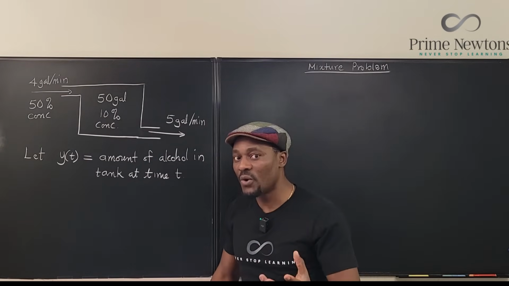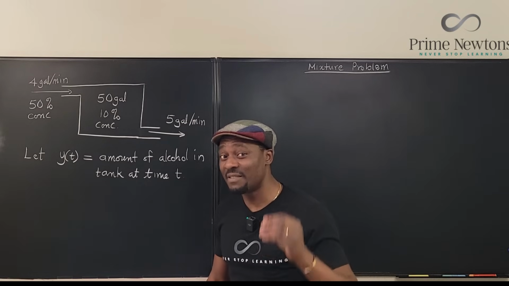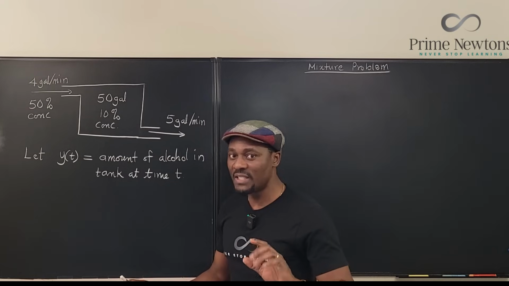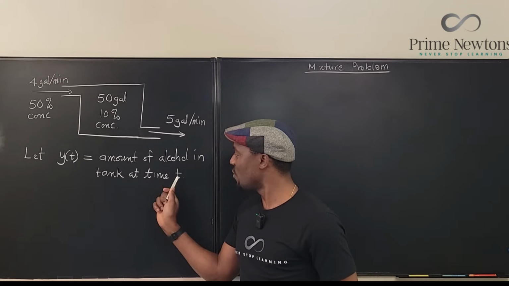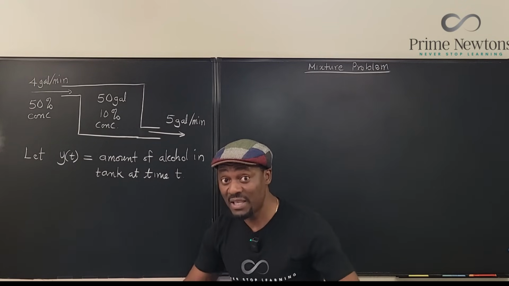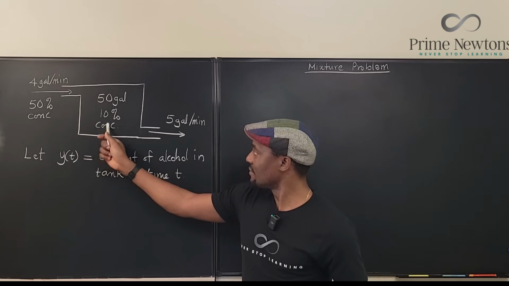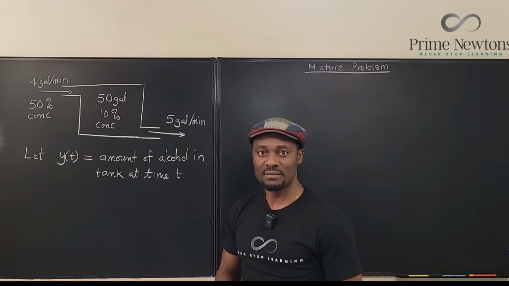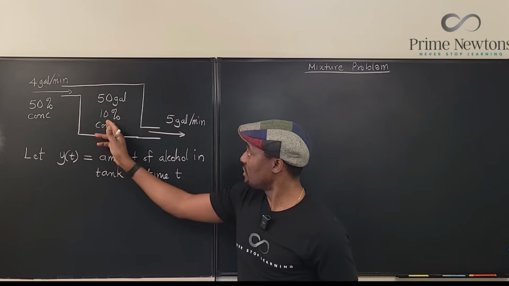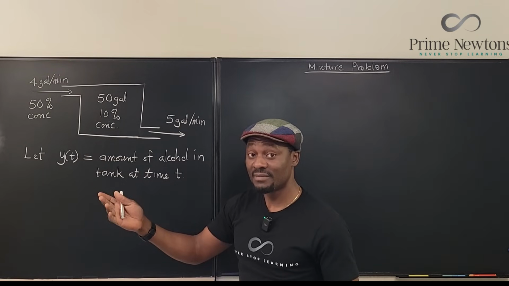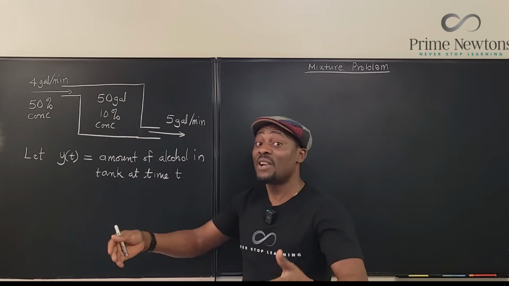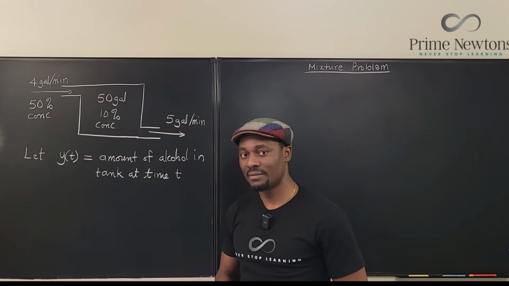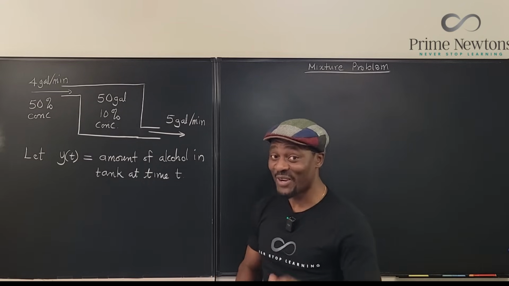How much alcohol is in the tank at a given time? So let's do a quick test. How much alcohol is in this tank when t is equal to 0, at the very beginning? 10% of 50 gallons. What is 10% of 50 gallons? 5 gallons. So you have 5 gallons of alcohol sitting inside that tank at the beginning. Okay, so now let's keep going.